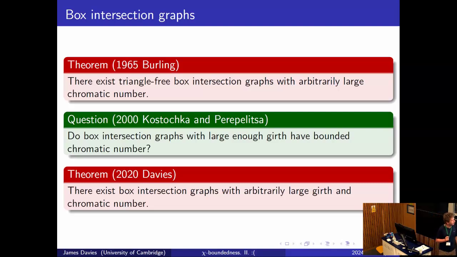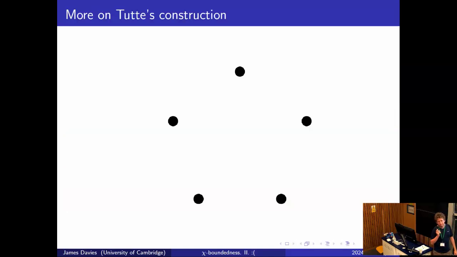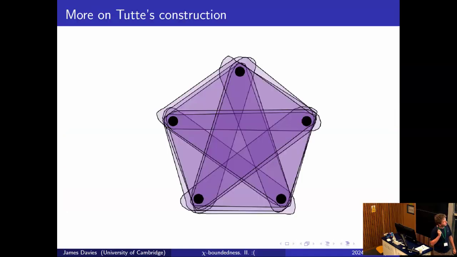So I want to spend the rest of the talk talking about variants of Tutte's construction and then how to apply them for box intersection graphs. To do this, I want to first go back and look at Tutte's construction from a different perspective. So what we were doing before is we had this three vertex graph we're adding on to our big independent set. Every three element subset we're adding on to.